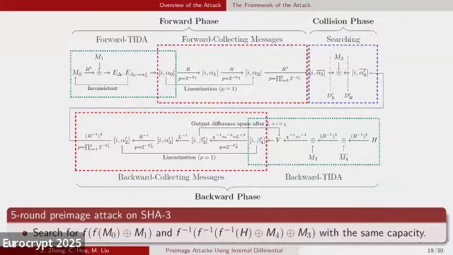Now let's see the framework of the attack. For the 5-round pre-image attack on SHA-3, our attack is divided into 3 phases: forward phase, backward phase, and collision phase. In the forward and backward phases, we utilize the internal differential characteristic to filter the states with the same internal difference in the capacity part. And in the collision phase, we find a collision in the capacity part. And finally, we modify the multiple blocks of messages to ensure the entire state is compatible.